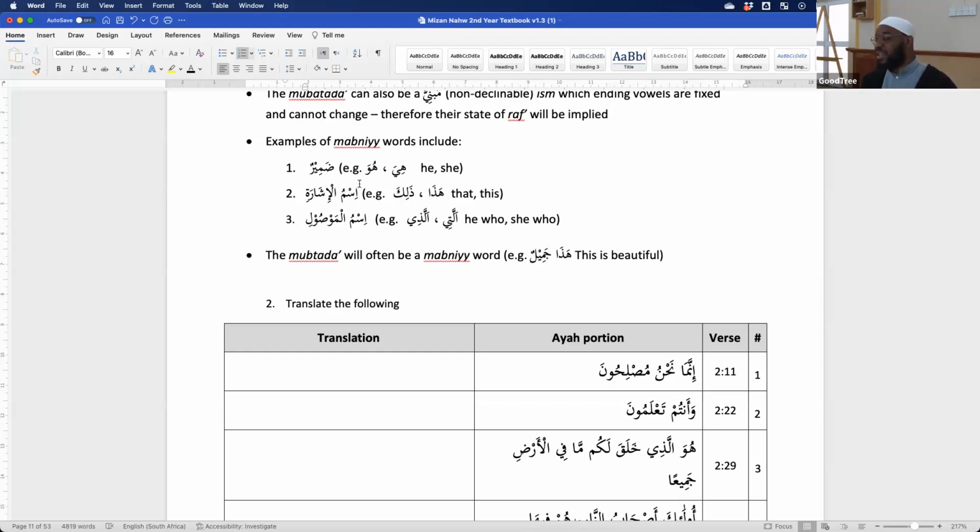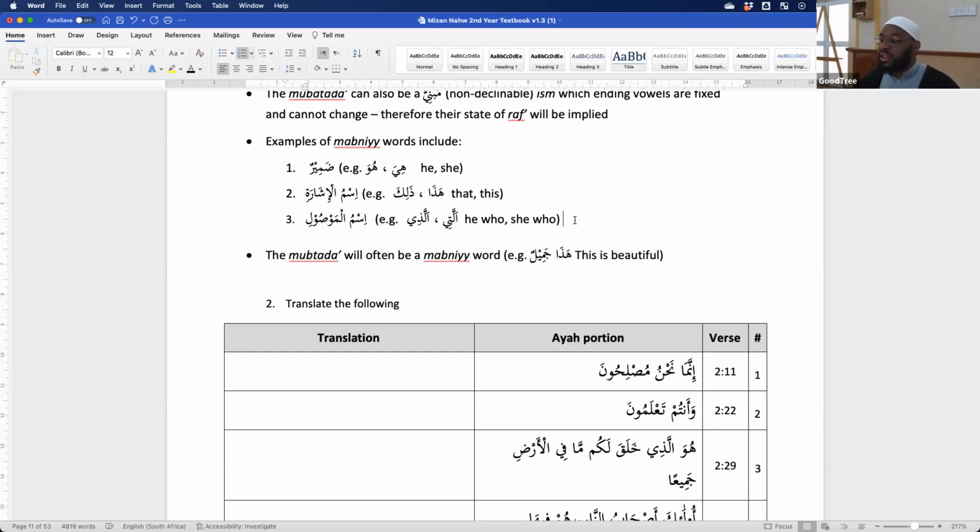Khair. So you have the damir. The second type is the ismul ishara: hadha, hadhihi, dhalika, tilka, ha'ula'i, ula'ika. If you want to find the rest of the asma al-ishara, you can look in your Nahu book 1, at the last lesson, probably around page 20. There's about 26 pages in that book. If you want to revisit that, you can find it over there.